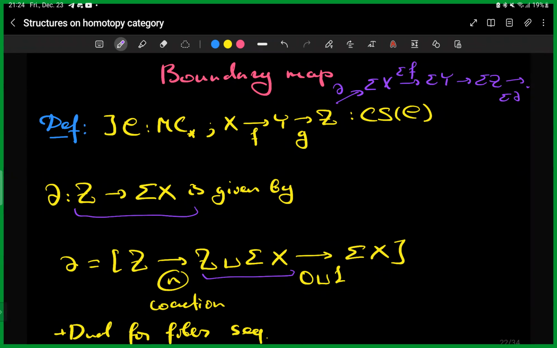Why is the target of the arrow in the boundary map Z wedge sigma X? This one? Yeah. That's just because that's a coaction. So what is a coaction? First of all, what is an action? Assume that we have a group and we have some object, then an action is a morphism like this. What is the dual notion of an action? It's a coaction.